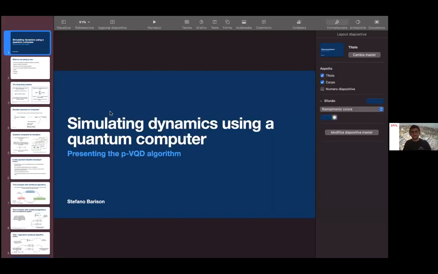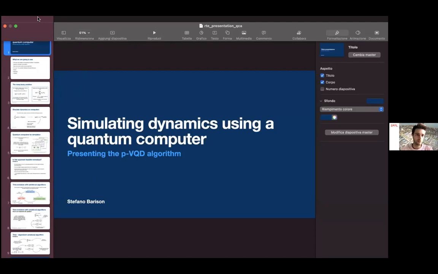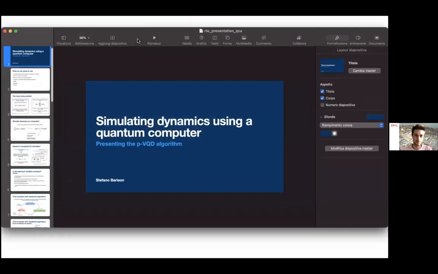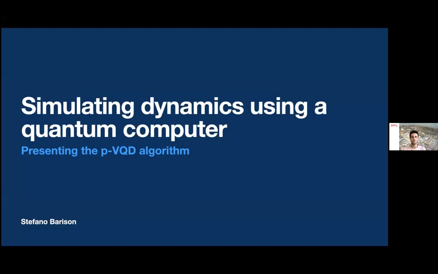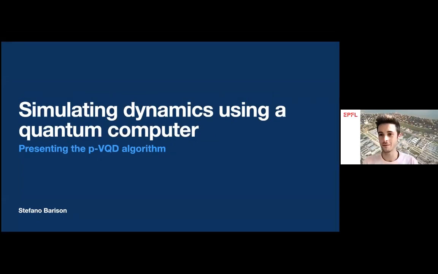Okay, I'm not sure you can see the screen. Yes, all good. Okay. I have the tools of Zoom over the tools of Keynote. Okay, so thank you for inviting me.